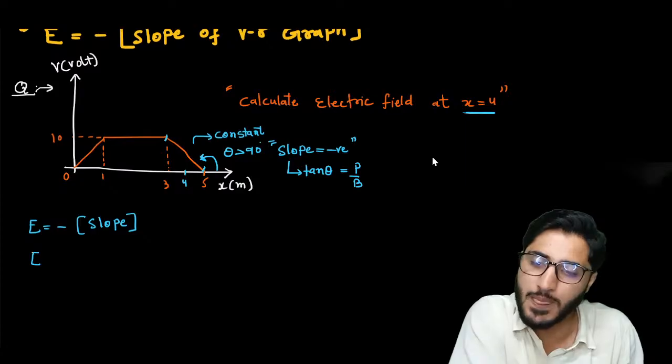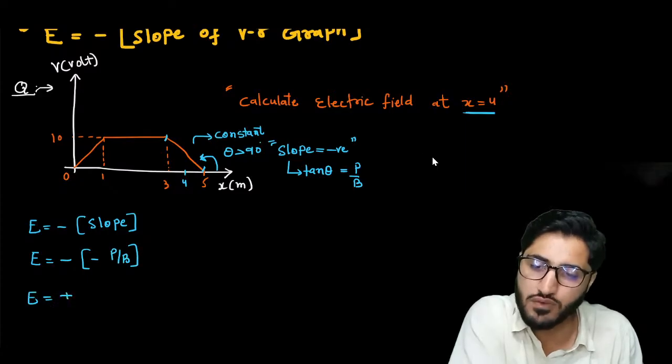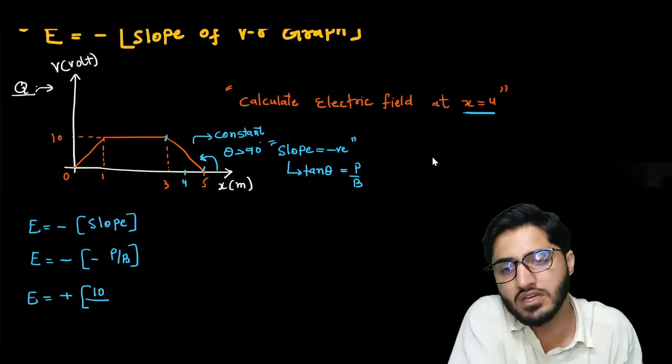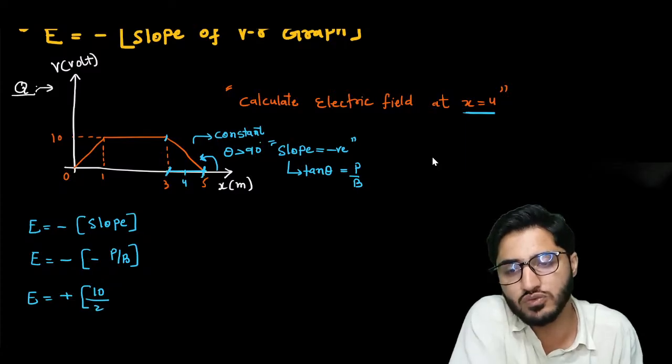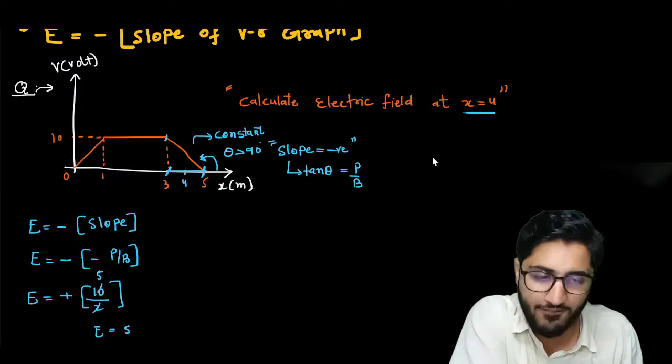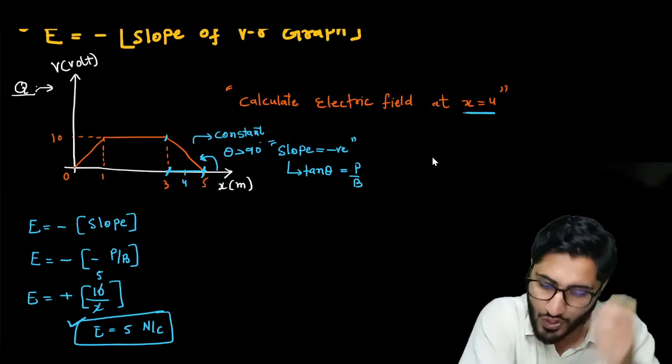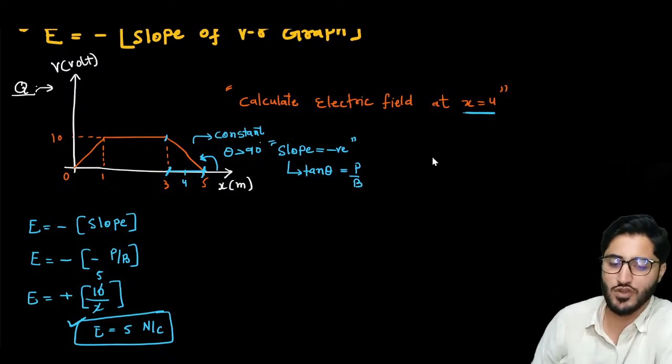So E is minus the slope, and the slope is negative, so minus minus becomes plus: positive P by B. Perpendicular is 10. Base is 5 minus 3, which is 2. 2 ones are 2, 2 fives are 10. So E came out to be 5 Newton per coulomb. Easy or super easy?